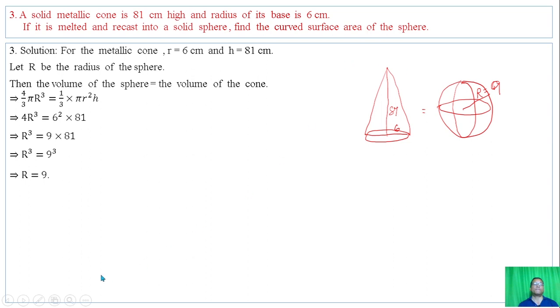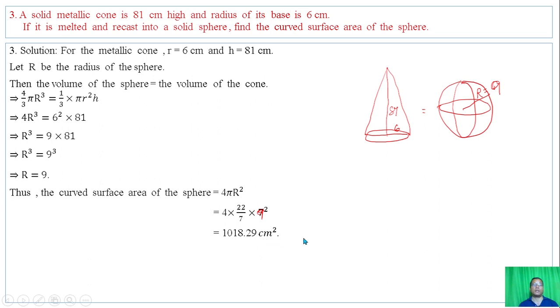Find the surface area of the sphere, curved surface. Thus, the curved surface area of the sphere is 4 pi capital R square. Giving their respective value R and 9 pisin gani. We have 1018.29 centimeter square fangani.